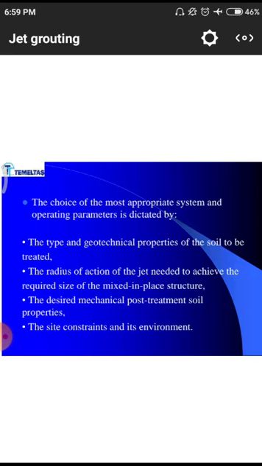The desired mechanical post-treatment soil properties, and the site constraints and its environment. Site constraints means some of the fixtures around the soil field, like hilly areas or ponds or trees or any other features. Those are simply called site constraints. And environment means the temperature, topographical matters and the humidity levels in the atmosphere. All those we also have to consider.